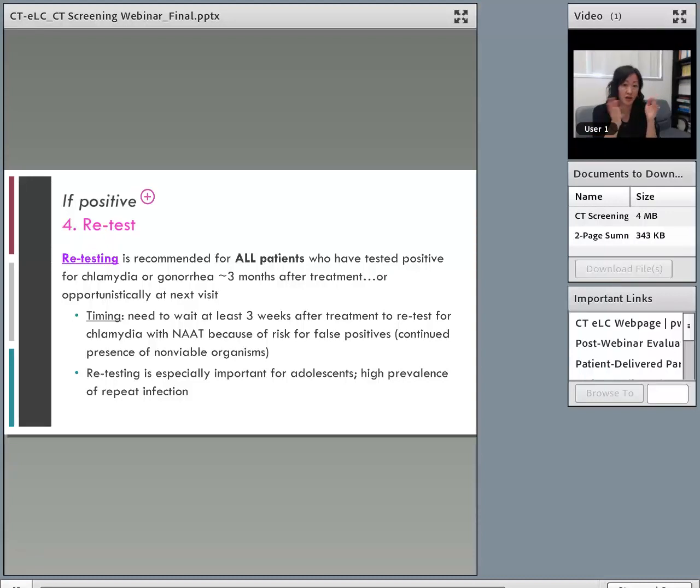The timing is a tiny bit tricky because there are dead DNA and RNA from chlamydia hanging around, so you've got to wait at least 3 weeks from the time that they were first tested and treated to the time that you repeat the test. 3 months is ideal. You can test them anytime after 3 weeks. Retesting is really, really important for adolescents because, as you remember from the slide I just showed about reinfection rates, they are most likely to get repeat infections. They're the age group most at risk.